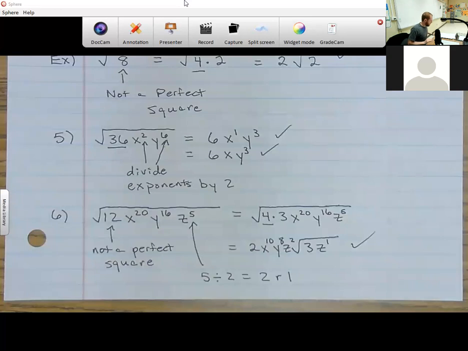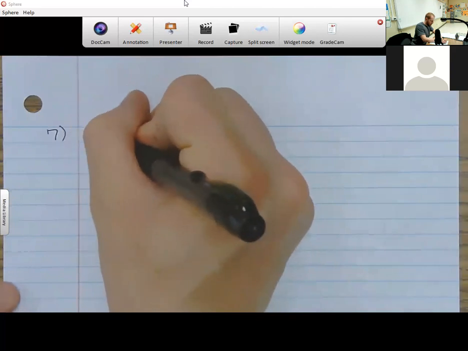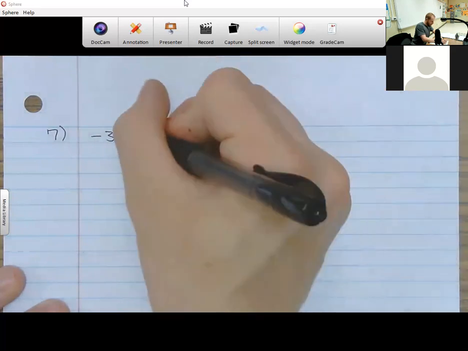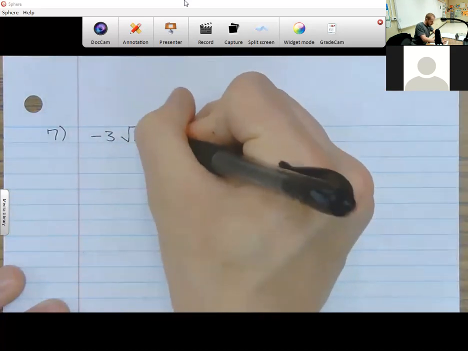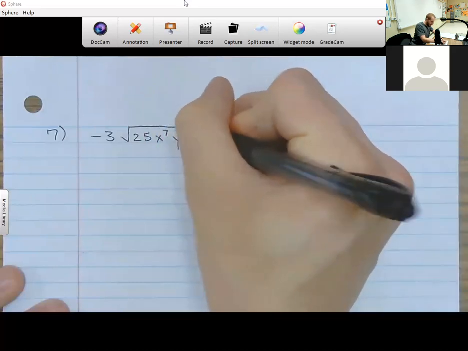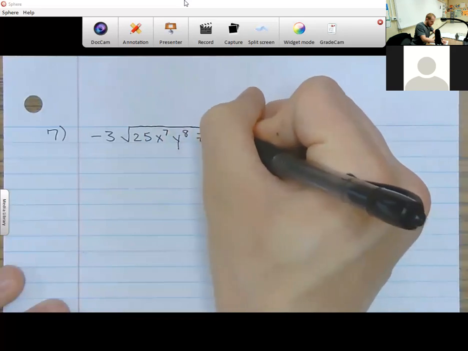Okay? Let's look at number 7. Hopefully it'll make a little bit more sense once I get to the others. Let's talk about number 7. Okay, so for number 7, I've got -3 times the square root of 25 x to the 7th power, y to the 8th power, and z to the 9th power.